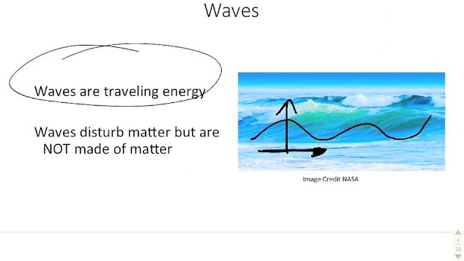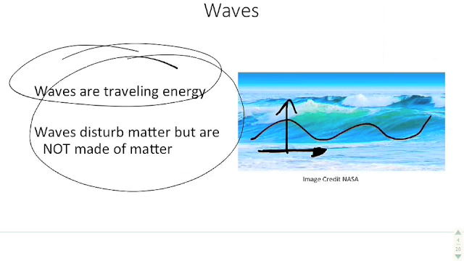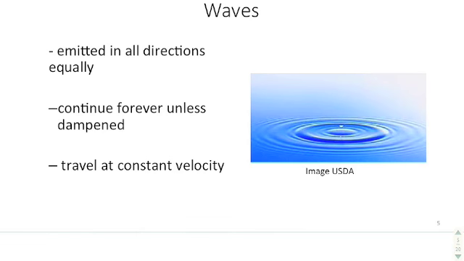So it's a really important distinction that you need to know, and that comes into play later when we talk about interference, because if waves were matter, you can't have matter and matter occupy the same space at the same time, but you can with energy. So let's go ahead and look a little bit more into detail about waves. Waves are emitted in all directions equally. You can kind of see that in this picture right here. Whenever you have a drop hit the water, it emanates in a circle as it goes outward.